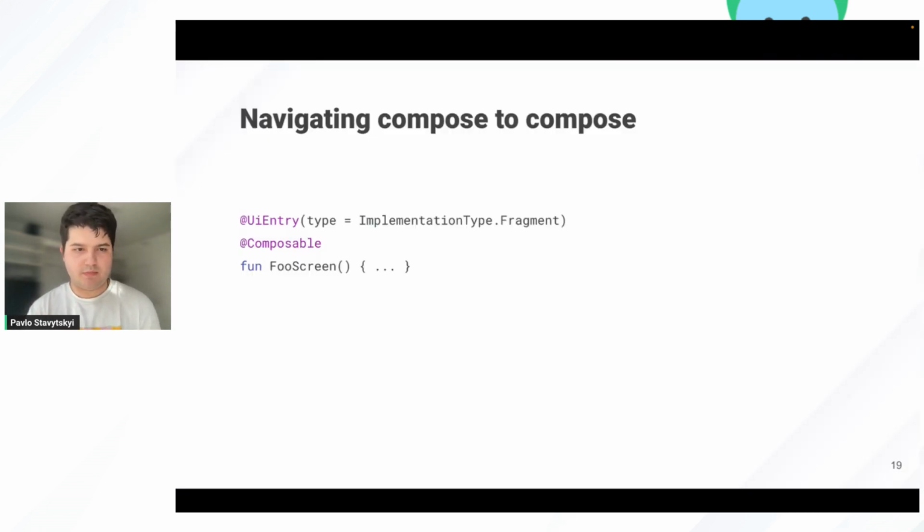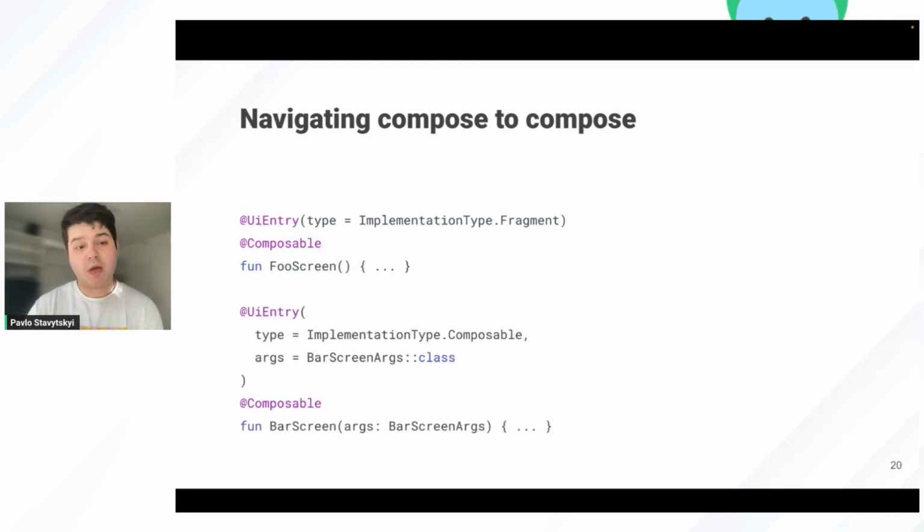All right, we have another scenario, compose to compose. So again, let's get back. We have our composable screen. We are putting some annotation. We have another screen, and we can also put arguments in that annotation. And we can use those arguments as parameters of a composable function. Those arguments must be of parcelable type. But now we have two composable screens, which use some code generation magic. So how do we navigate between them?